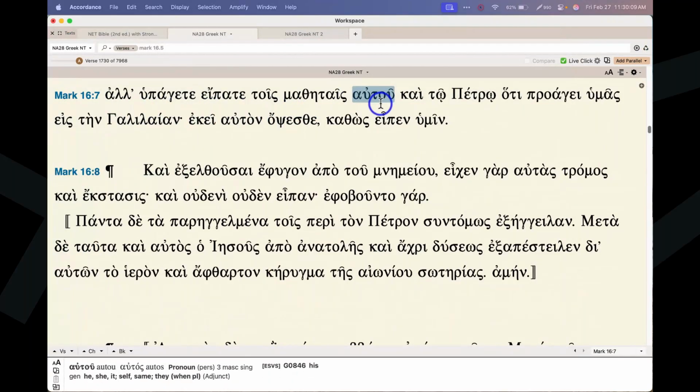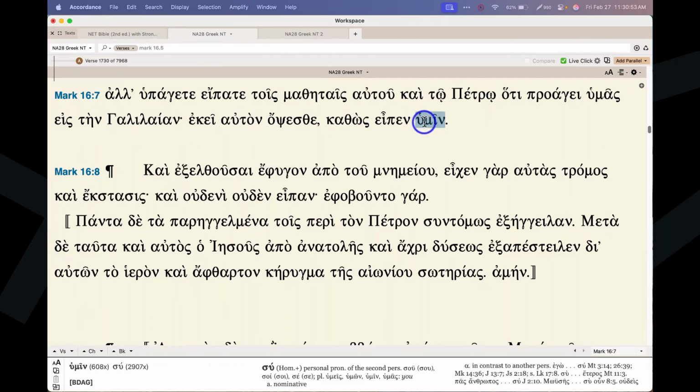But go, say to, or tell his disciples and Peter. Notice the dative there. So we've got to his disciples and to Peter. So you could say to his disciples and to Peter, that he is going ahead of you to Galilee, or into Galilee. There him you will see, just as he said to you.